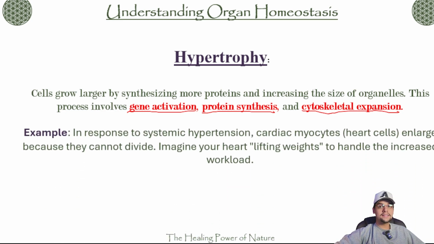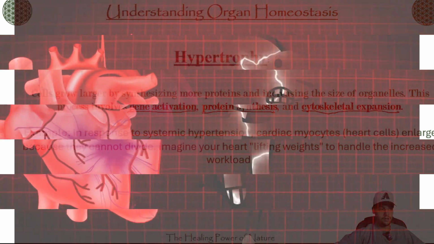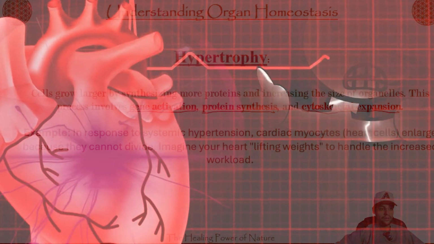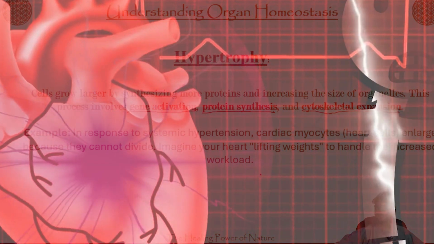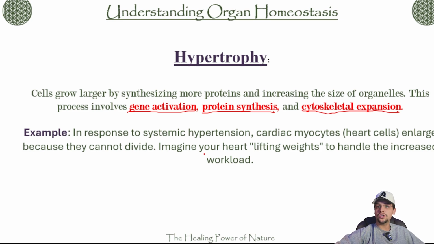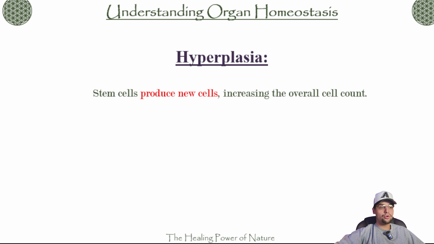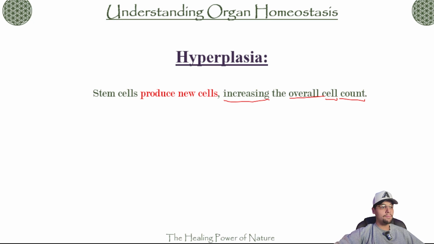All right, so an example that we can talk about here is in response to systemic hypertension, cardiac myocytes, the heart cells, they enlarge because they cannot divide. Imagine your heart lifting weights to handle the increased workload, okay? Now we're gonna go ahead and continue to dive into these concepts, but I just want you to get an overall understanding right now. Now, hyperplasia. Stem cells produce new cells, increasing the overall cell count, all right? Do you see the difference? Producing completely new cells, whereas hypertrophy was just growing in size from cells that already exist.